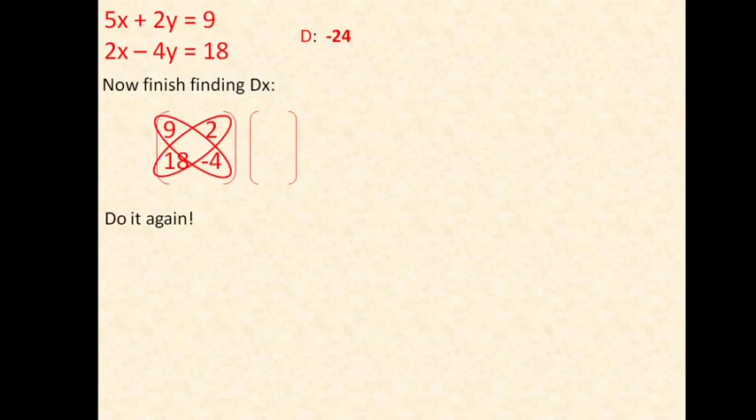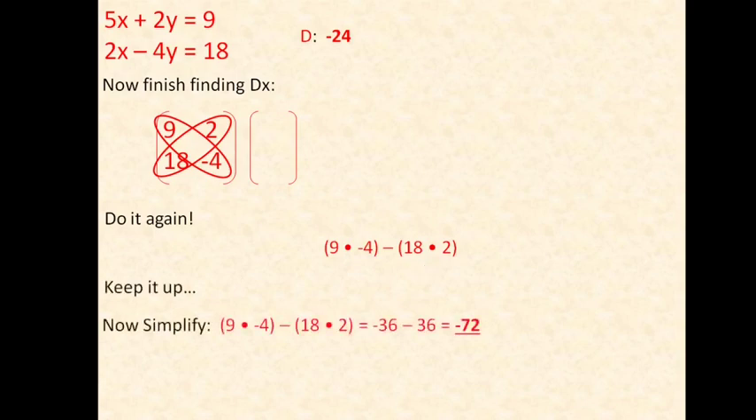9 and minus 4 will multiply together, 2 and 18 will multiply together, like this: A and D, B and C. Between them we will take a minus sign. A and D, that is 9 and minus 4, minus B and C, that is 18 and 2. When you simplify, you will get minus 72. This is the value of dx.